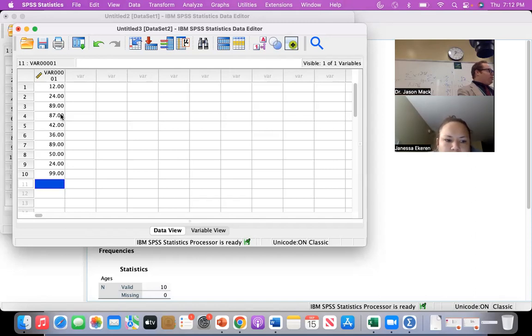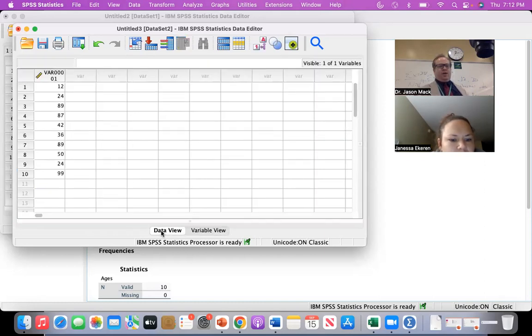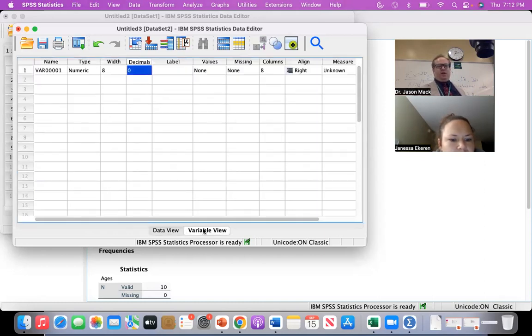Let's clean that up. So let's change our decimals to 0 by clicking on Variable View and look at our data. Okay, that looks a little bit less like garbage, but it still kind of looks like garbage. Let's label this.